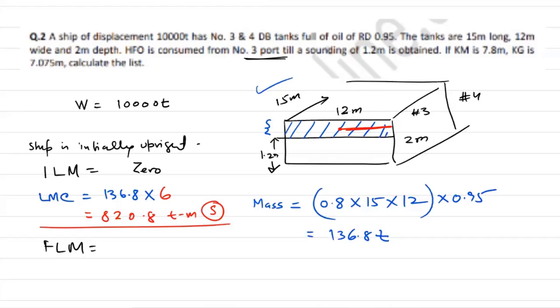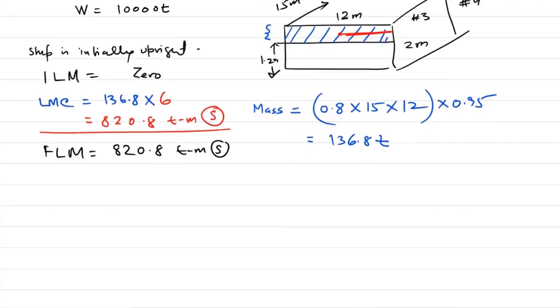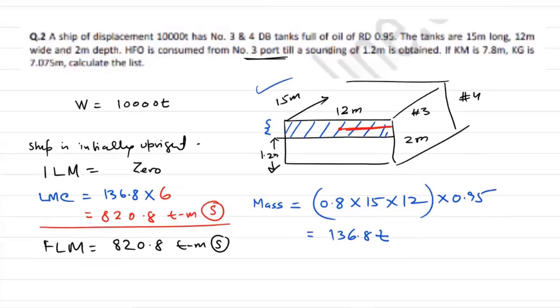What is the final list moment? Initial list moment is 0 only. So 0.8 ton meter towards starboard. Why I recommend this way? Even if the ship is initially listed, you will not forget. You can take care of that. So what is the next step?